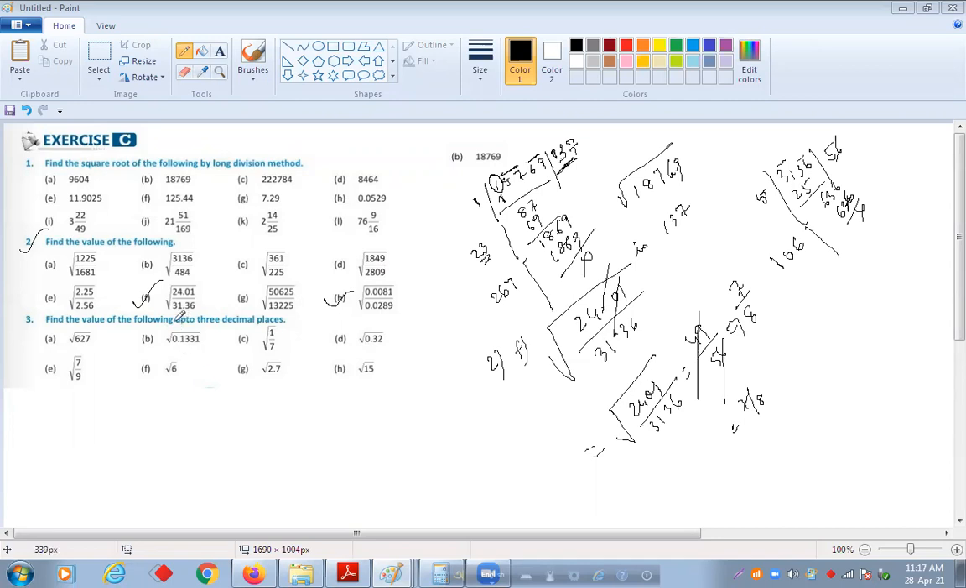Find the value of the following up to 3 decimal places. Sir, this 2H is not done, 2A not done. 2H, sir? Oh, 2H. Okay, I'm doing that.